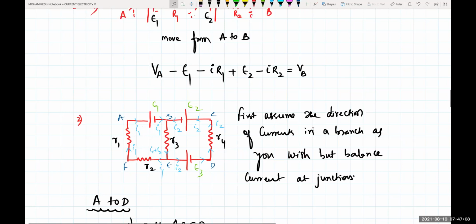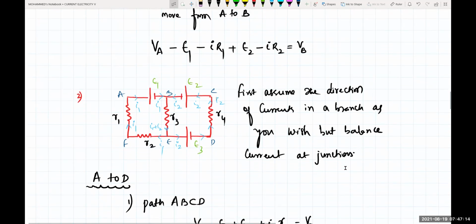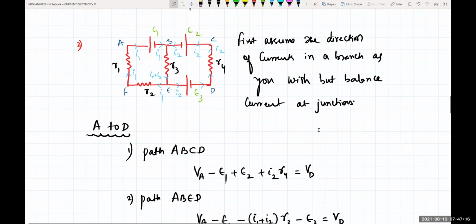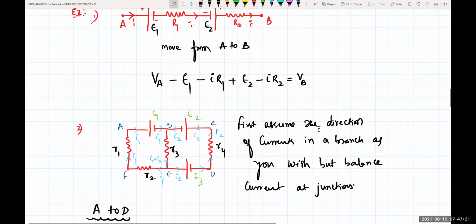First, assume the direction of the current in a branch as you wish, but balance the current at the junctions. Wherever the junctions come, try to balance them. Now I'm trying to go from A to D, any direction, any path you choose. I need to start at A and go to D. How many ways can you go? Three. What are they?